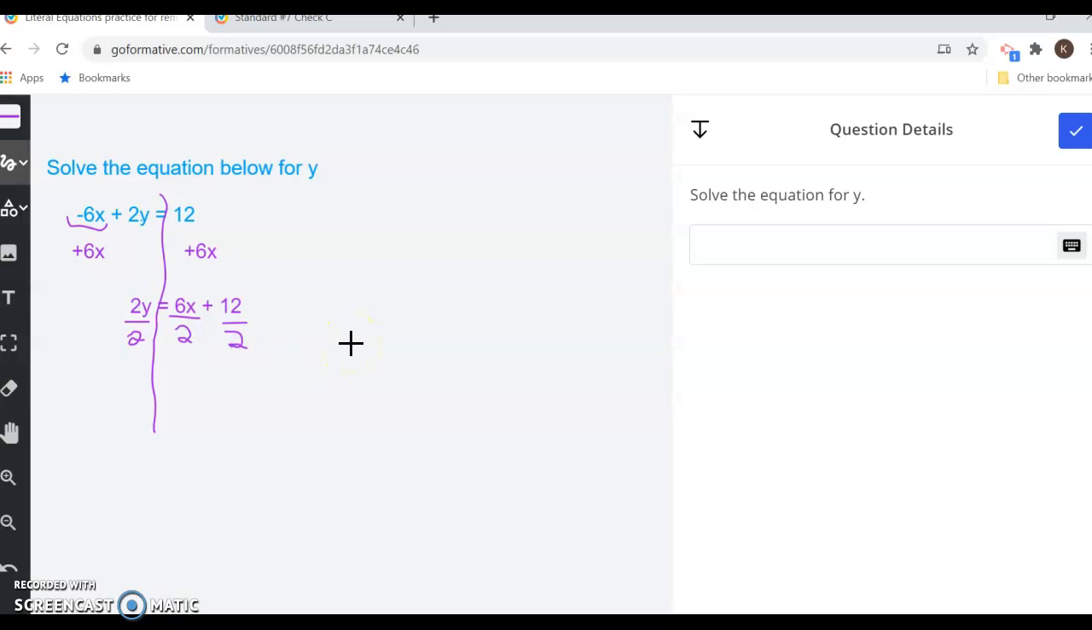Okay, so this is what I mean by it might be a little bit easier because the numbers actually can be divided by 2. So your final answer here is y equals 3x plus 6. Okay, and we would type that into the blank and be done.